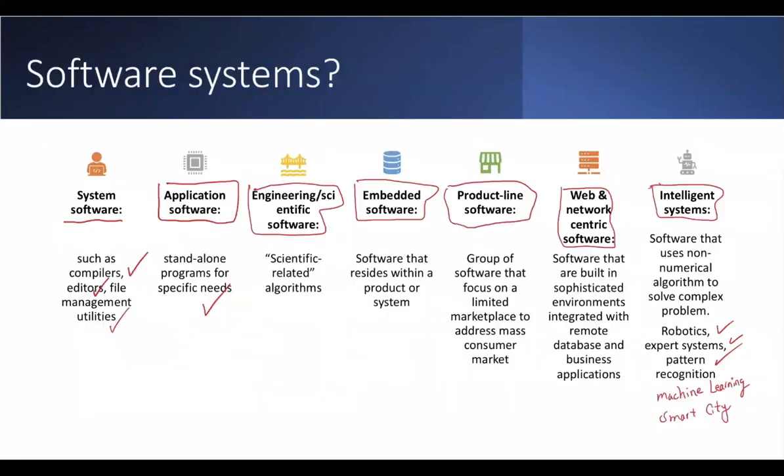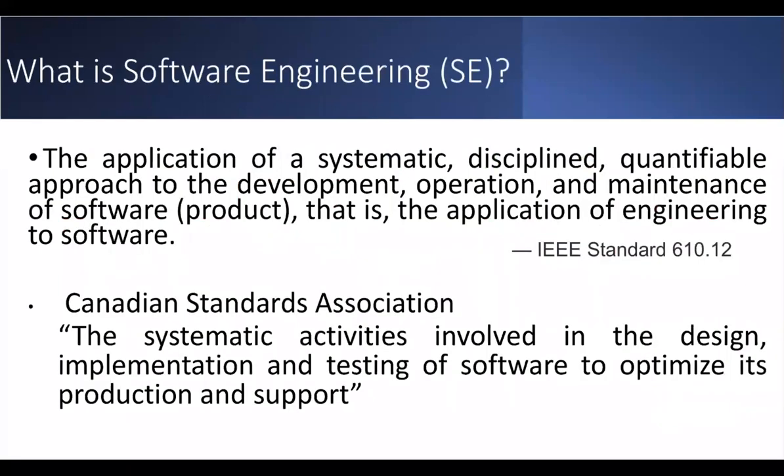So after we learn a little bit about different types of software systems, we need to understand what is software engineering. There are many definitions of software engineering. In this class, we will focus on the definition of the IEEE standard, which states that software engineering is the application of a systematic, disciplined, quantifiable approach in order to develop, operate, and maintain software, which we would consider at the end as a product.